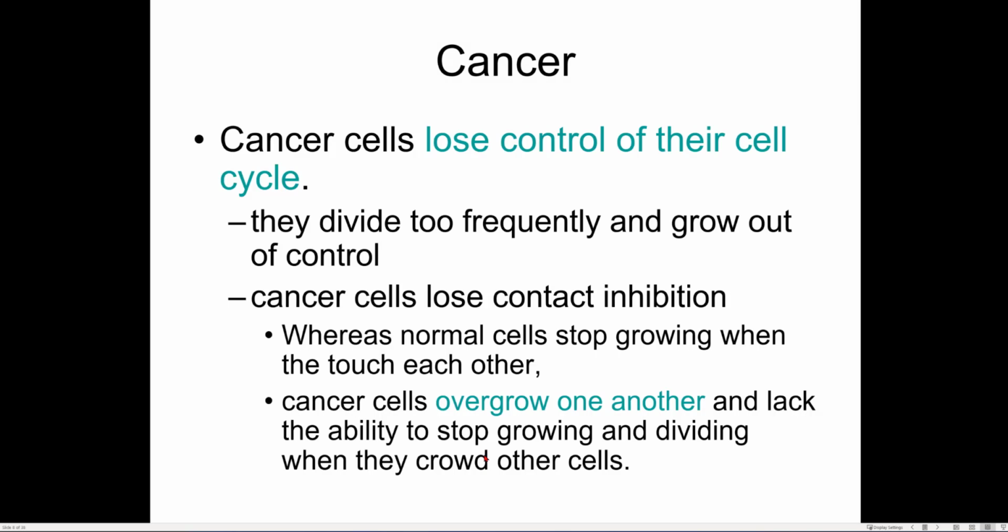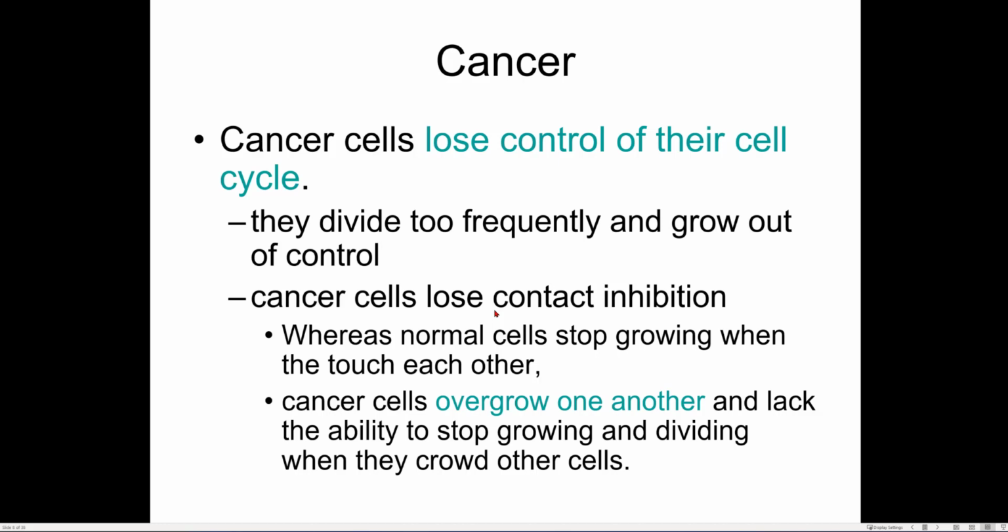We've already said cancer cells lose control of their cell cycle. Here's a fact that I want you to appreciate. Most normal cells, the cells in your body right now, have what's called contact inhibition. When a cell bumps up against another cell, that's sort of a polite signal: stop growing. So when a cell touches another cell, it stops growing.